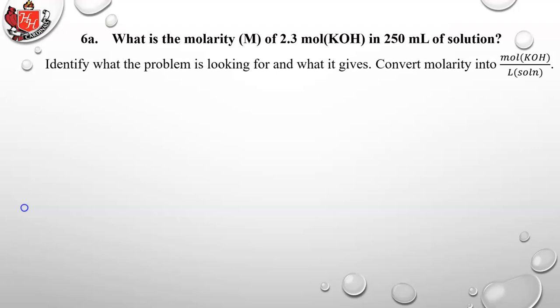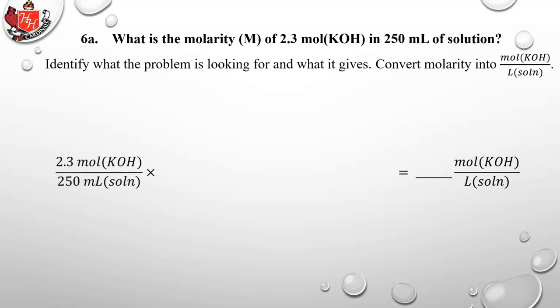Okay, so what we're going to do is move forward here. On the right-hand side, just like you always do, you set up what you're looking for. You're looking for molarity of KOH, or the solution rather. So it's moles of KOH over liters of solution. Over on the left, what we're starting with is moles of KOH and 250 milliliters of solution. Since we know we're looking for a final unit of moles over liters, we're going to place those two numbers, the 2.3 on top and the 250 on the bottom, like that.